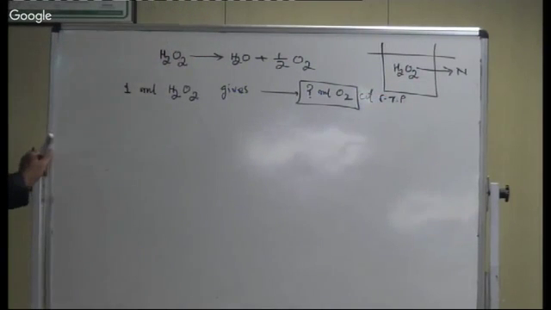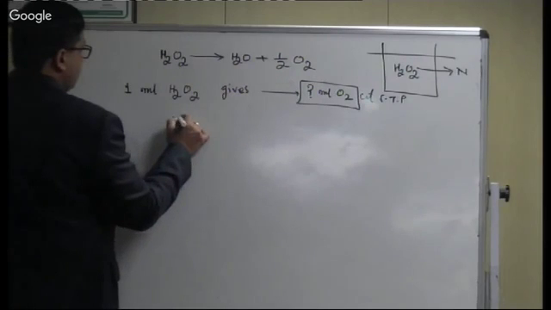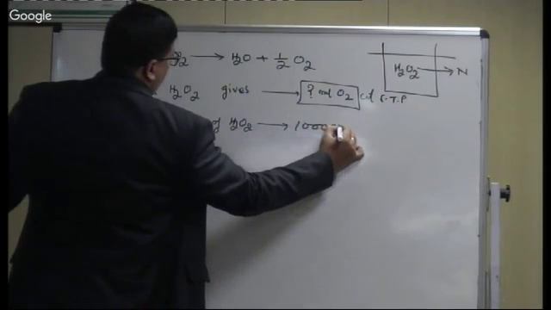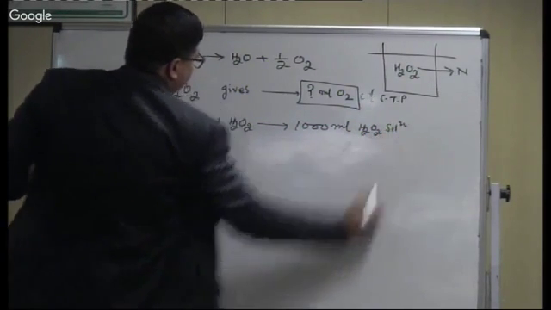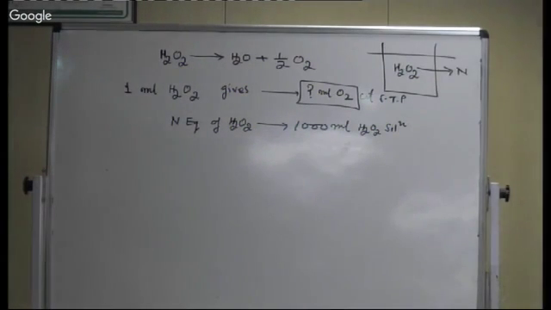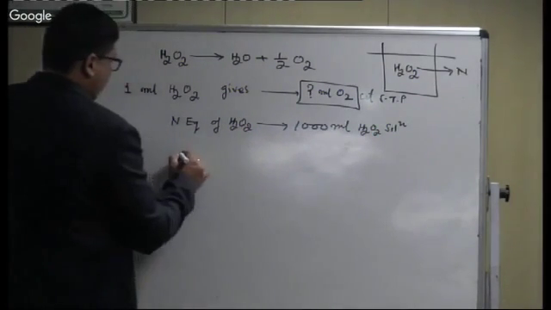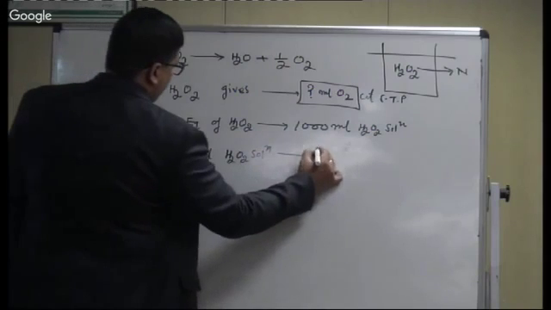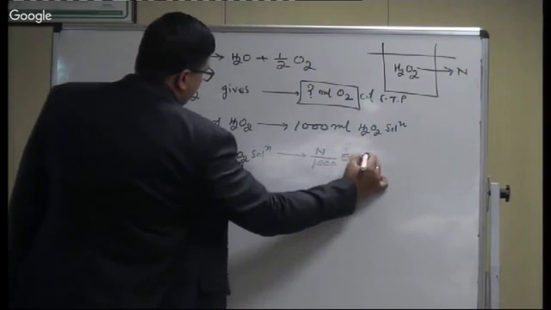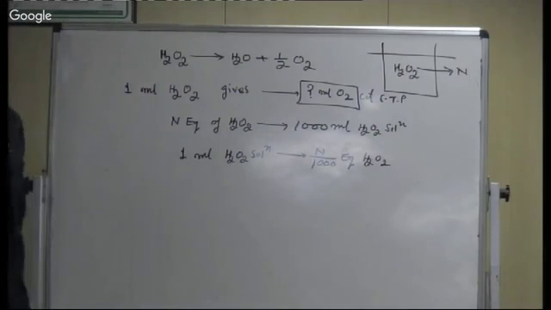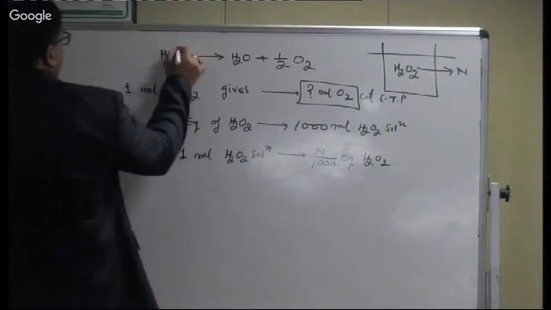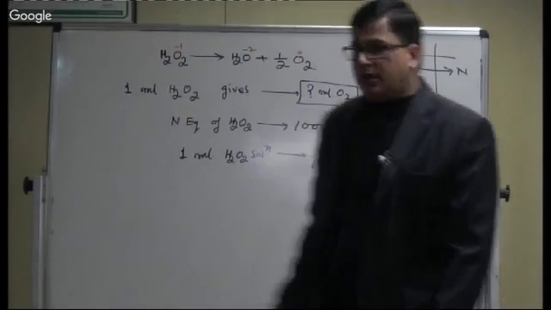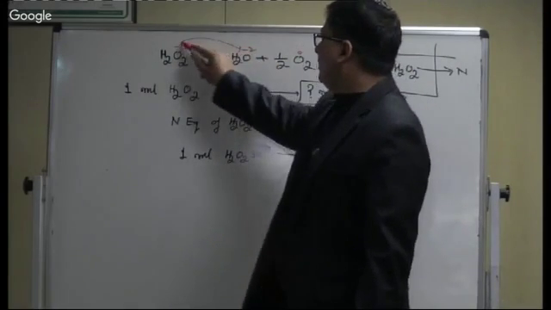Can I say the normality is N? That means N equivalent of H2O2 is present in 1000 ml H2O2 solution. Reverse is also true, so we can write that 1 ml H2O2 solution consists of N by 1000 equivalent H2O2. See the H2O2, the oxidation state is -1, -2, and 0. So the oxidation state of oxygen is changing, and it is a disproportionation reaction: -1 to -2, -1 to 0.